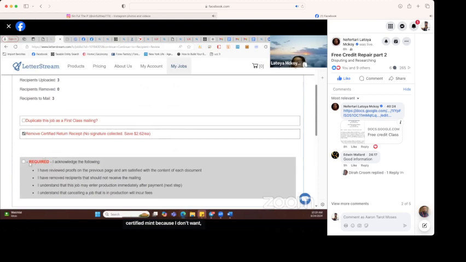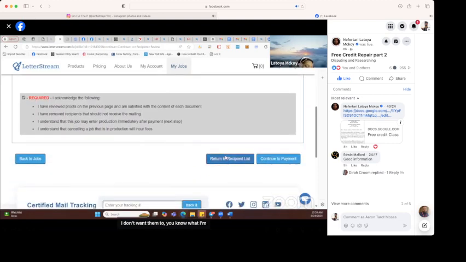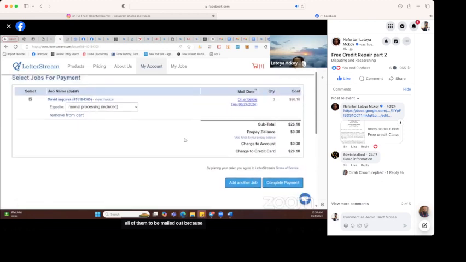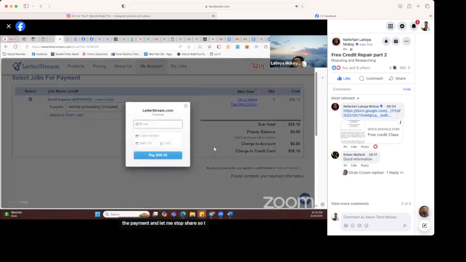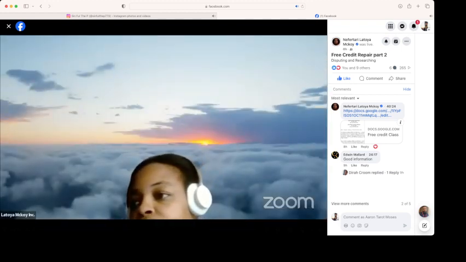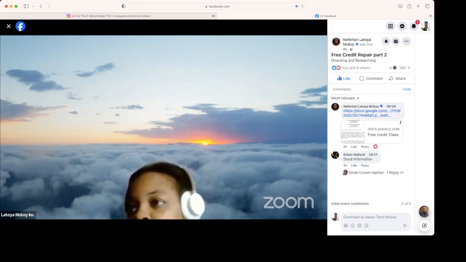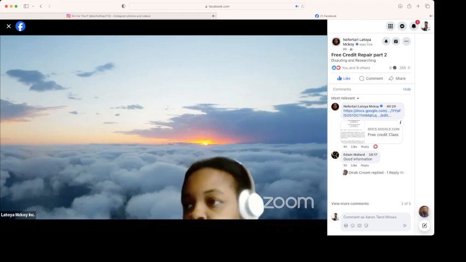I removed the certified mail return receipt because I kind of do want them to take their time. So I'm continuing the payment. And then it's going to cost $26 for all of them to be mailed out because it's certified mail. So you just complete the payment and let me stop share so I can put in a credit card. I want to use my money. You're going to have to pay me back.